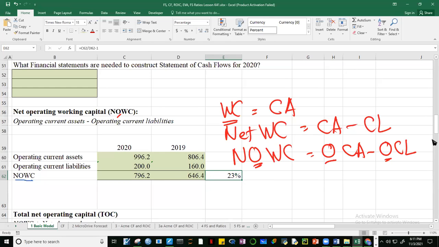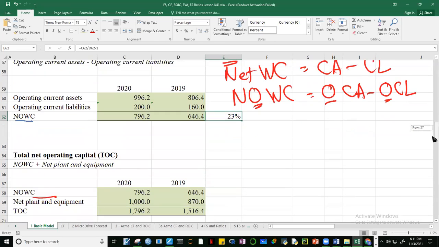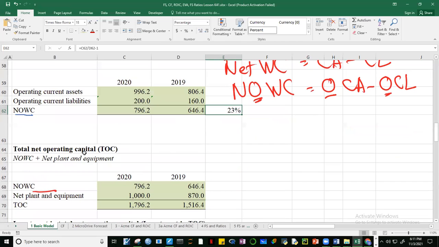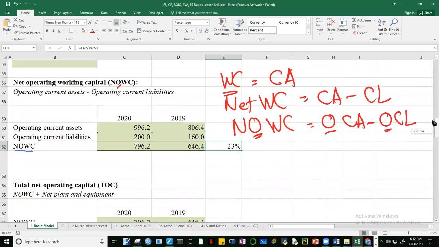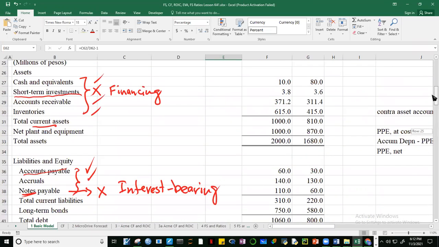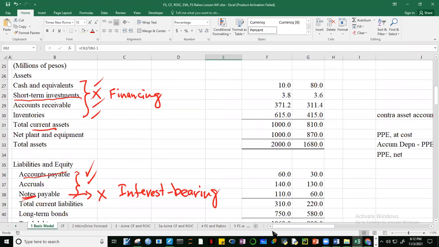Now, the next measure that we did was we computed for the total operating capital. So this was just working capital. This is now operating capital. So what's the difference? TOC now also includes long-term assets. So it's NOWC, which is working capital, plus the long-term assets. In our balance sheet, we have net plant and equipment.